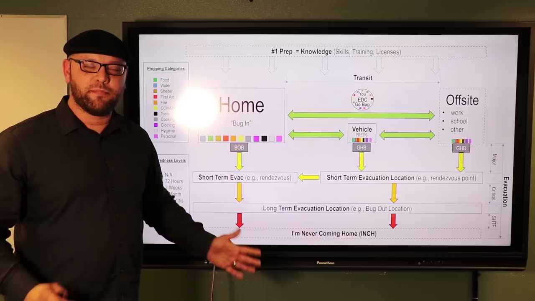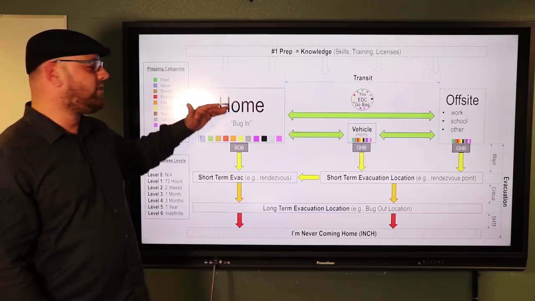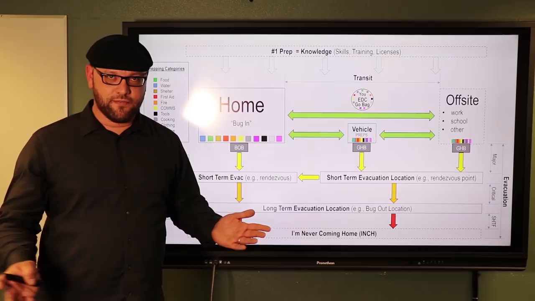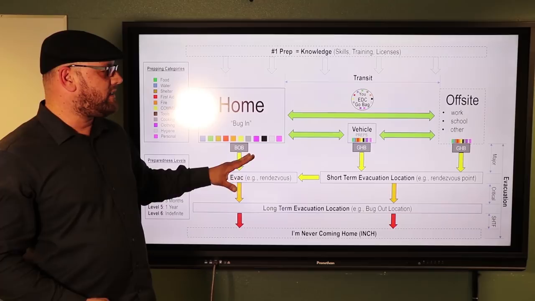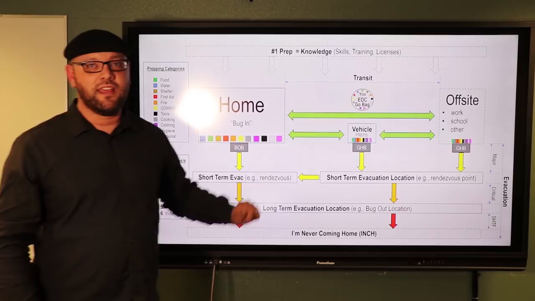It applies to your EDC, situational awareness. It applies to your home preps. It applies to evacuation, whether you know how to navigate, for example, use a compass, use a GPS, be able to read the stars, all of those kinds of things. It applies to evacuation. It applies to all the various prepping categories and the various levels. Again, knowledge is the number one prep.